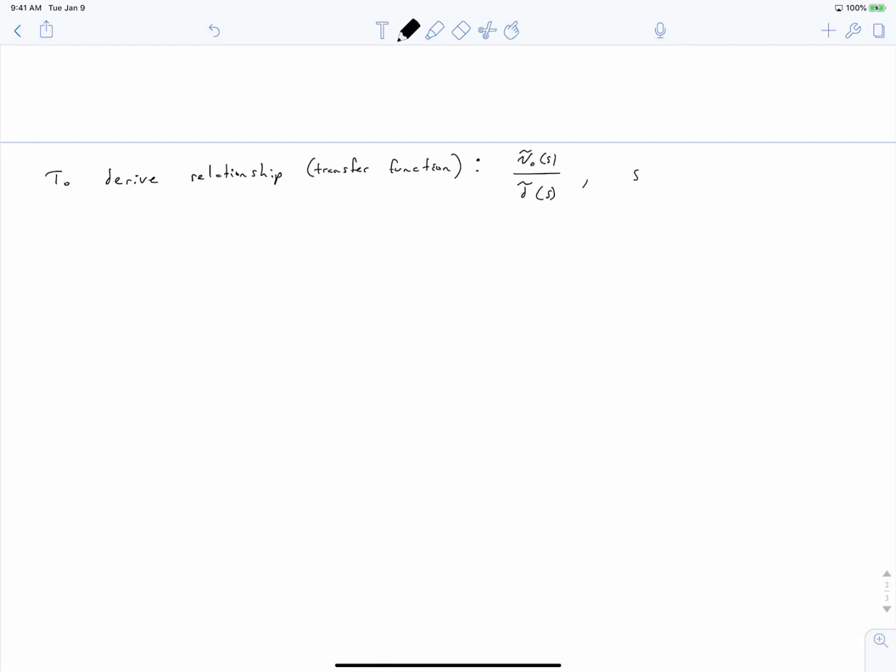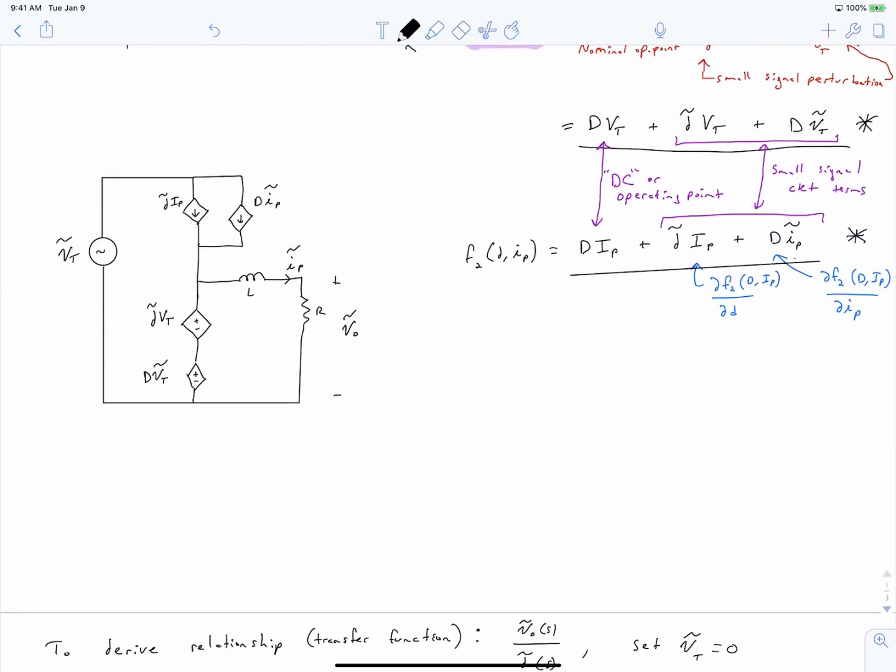And to do this, we're going to set Vt tilde equal to 0. We can do this because we can change the value of any source. So we're allowed to set this to 0. However, we cannot set Ip tilde to 0 because that's not a source. That's actually a variable in our circuit that we have to solve for.